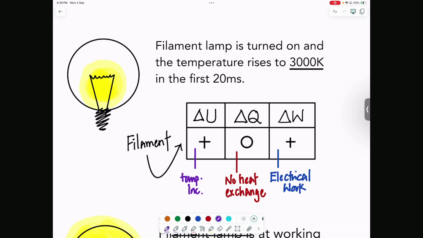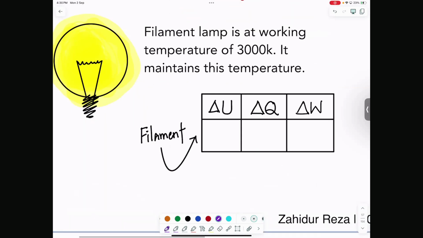Now, the power part of the question. The filament lamp is now working at a temperature of 3000 Kelvin. It maintains this temperature. So you turn on the filament, it becomes 3000 Kelvin, and it stays at 3000 Kelvin for a long time, because that's the operating temperature. How would these now look? The change in internal energy is going to be what? Positive or zero? Yes, very good. Zero. Why zero? It says the temperature is constant.